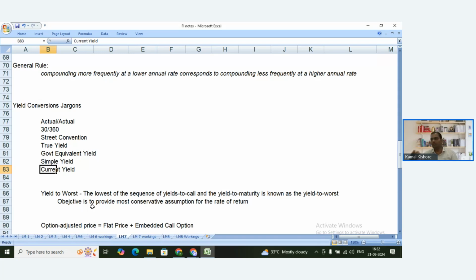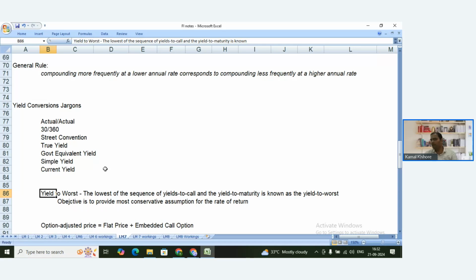Right, when the yield is low, what will happen? That is basically called the yield to worst. Whichever option is giving the lowest yield, he will call. The lowest of the sequence of yields to call and the yield to maturity is known as the yield to worst. The objective is to provide the most conservative assumption for the rate of return. Yield to worst is what he will call generally.